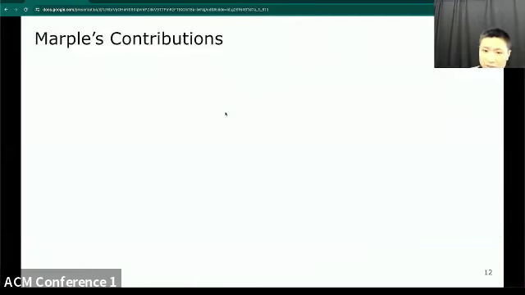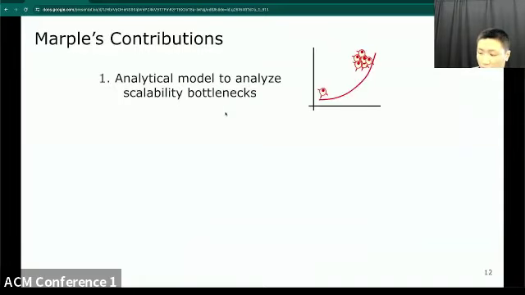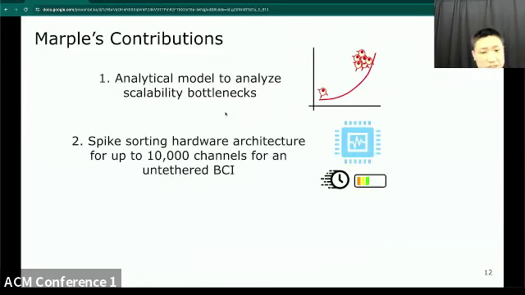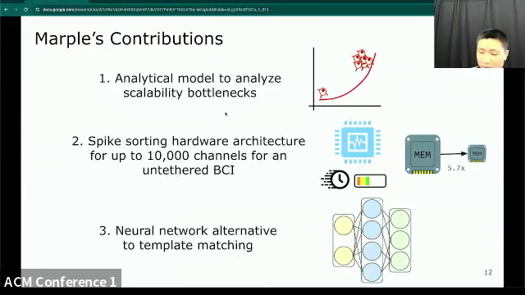The first is that we develop an analytical model to find where the bottlenecks are for scaling up in spike sorting. Second is that we design a hardware accelerator that scales up to 10,000 channels. It does so in an online fashion, in a power efficient and small form factor. And using the analytical model, we develop a compression pipeline that reduces the overall memory by about 5.7 times. And the final thing is we implement a highly accurate neural network that's an alternative to template matching, which reaches up to about 92% accuracy on our 10,000 channel benchmark.